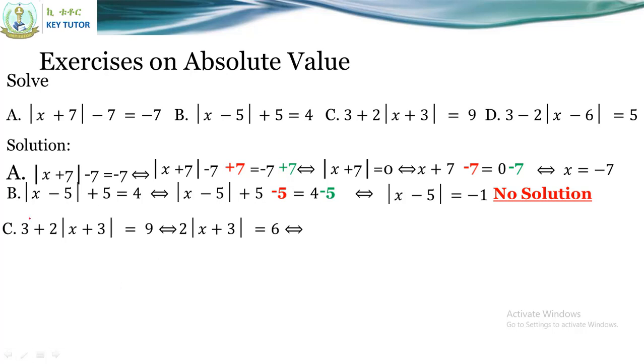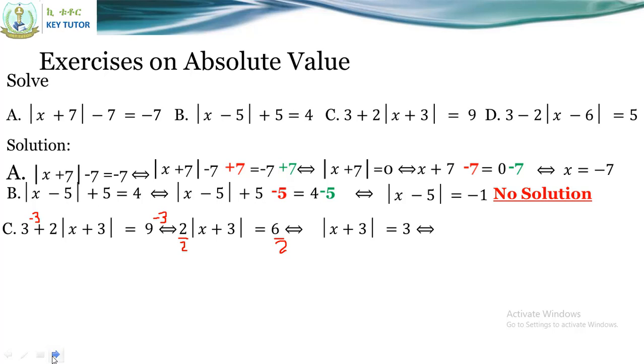You subtract 3 from here, and also here you subtract 3. So you get 3 minus 3 to be 0 on this side, and 9 minus 3 is 6. Altogether what we have is simply twice the absolute value of x plus 3 is equal to 6. Now you divide both sides by 2. You divide this one by 2 and you divide this one by 2 as well. So you get the absolute value of x plus 3 equals just 3.